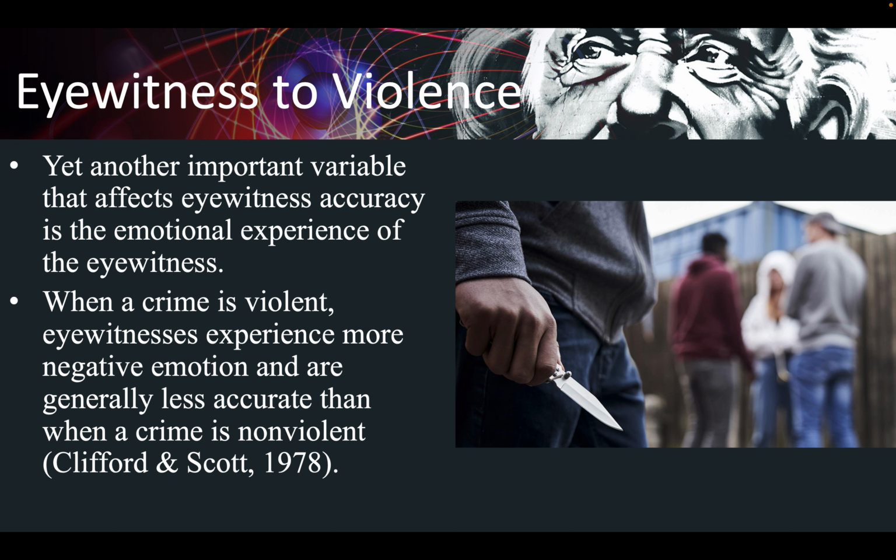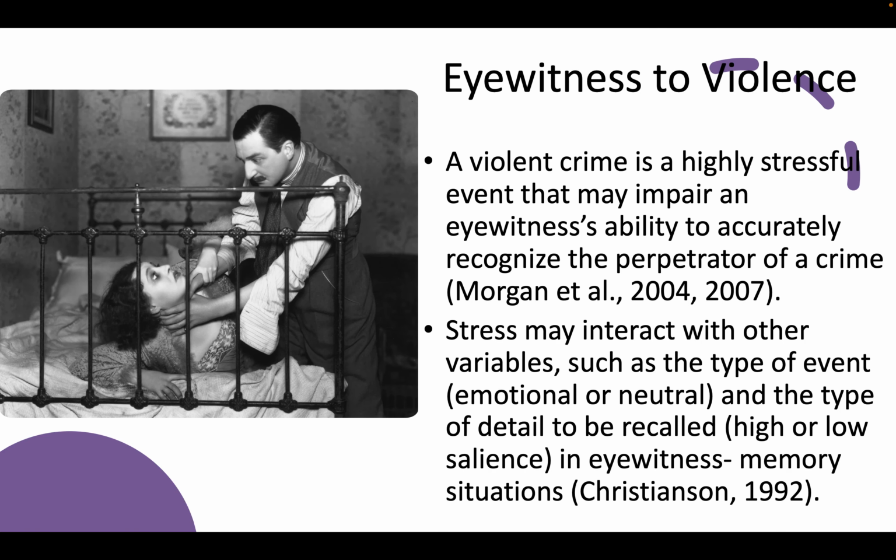Yet another important variable that affects eyewitness accuracy is the emotional experience of the eyewitness. When a crime is violent, eyewitnesses experience more negative emotion and are generally less accurate than when a crime is nonviolent. A violent crime is a highly stressful event that may impair an eyewitness's ability to accurately recognize the perpetrator of a crime. Stress may interact with other variables such as the type of event, emotional or neutral, and the type of detail to be recalled, high or low salience, in eyewitness memory situations.